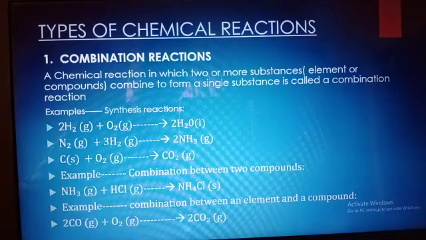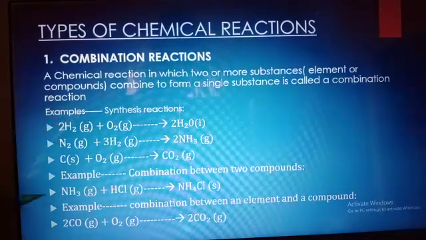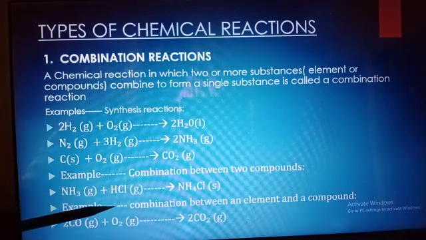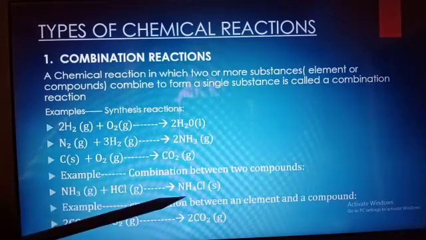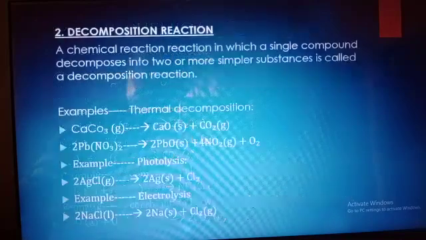There are different types of combination reactions. For example, synthesis reactions, or you can say the combination between two compounds. As you can see, ammonia and hydrochloric acid gas combine to become ammonium chloride, and also a combination between an element and a compound.